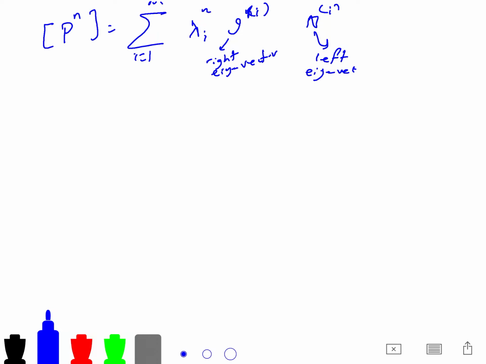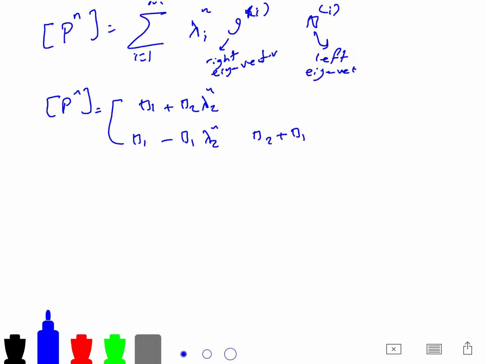And we have m different eigenvectors. As you see, for example, P to the n is just pi 1 plus pi 2 lambda 2 to the n, pi 1 minus pi 1 lambda 2 to the n, pi 2 plus pi 1 lambda 2 to the n, for just a simple example, pi 2 minus pi 2 lambda 2 to the n.